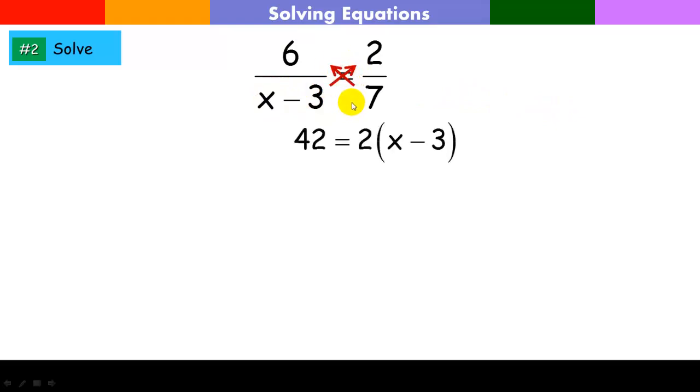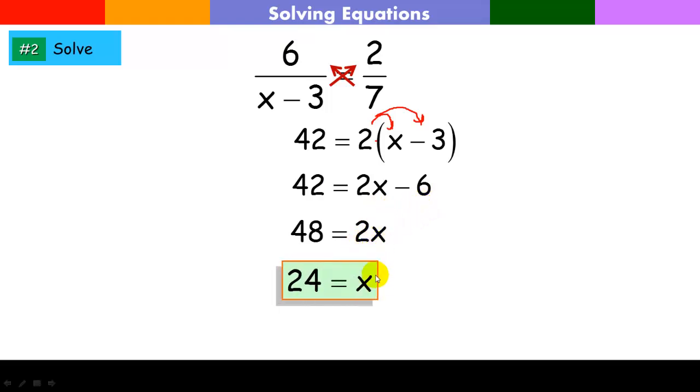We go ahead and cross multiply. 7 times 6 is 42, but now I have x minus 3 times 2. Remember, I'm multiplying 2 times this whole quantity, the whole denominator, so of course at this point we distribute. Now I have a simple two-step equation. I add 6 to both sides, divide by the coefficient 2, x equals 24.